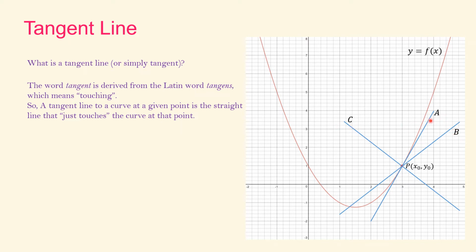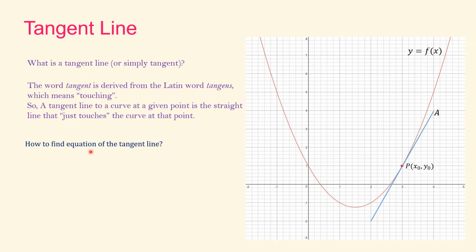The difference between line A and lines B and C is the slope of line A. The slope of line A equals the slope of our curve at the point P, but the slope of lines B and C is not equal to the slope of our curve at the point P. Now we get to our next question: how can we find the equation of the tangent line for a function at a point?